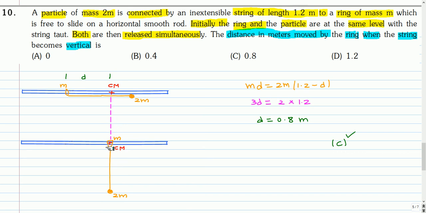So when m and 2m will become vertical, the center of mass x position will be along the same line. So it will take this configuration. So this string will be at the same vertical line connecting the center of mass and the ground. So initially the center of mass at a distance d, we can find that distance. So m into d should be equal to 2m into this full length, that is 1.2 meters minus d. So from this we get d as 0.8 meter. So the ring will travel this much distance of 0.8 meter so that it comes at this position. So the correct option is option C.